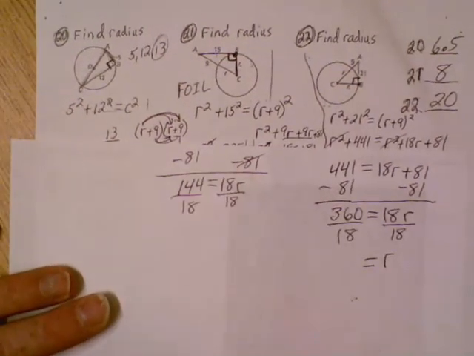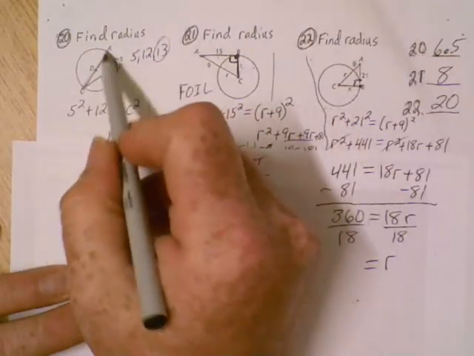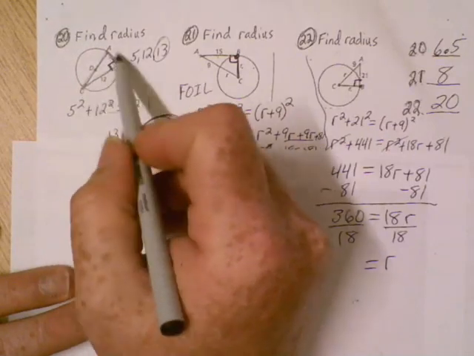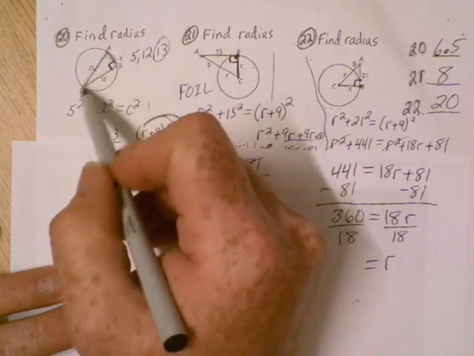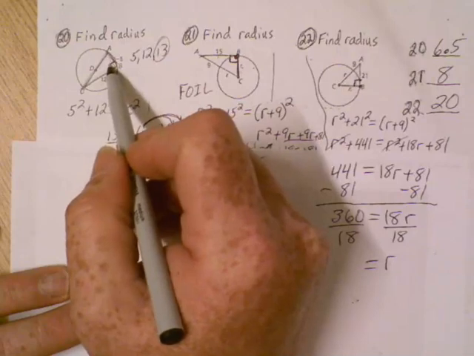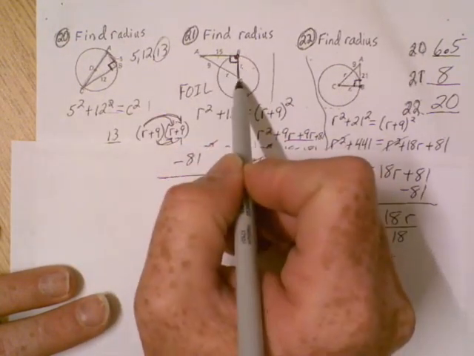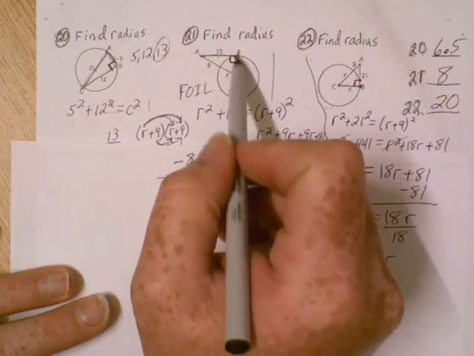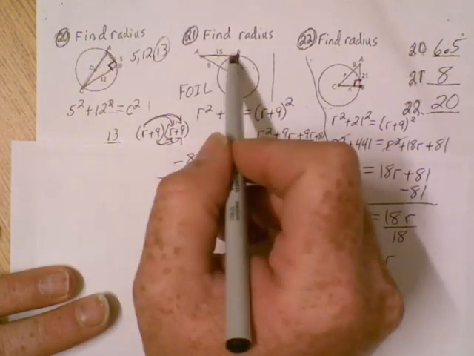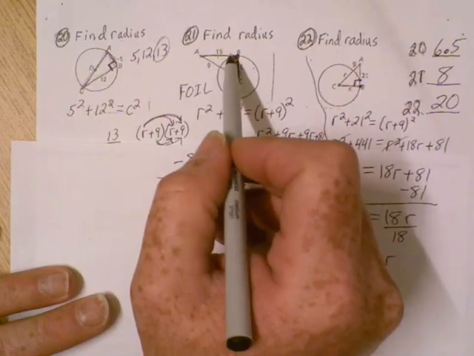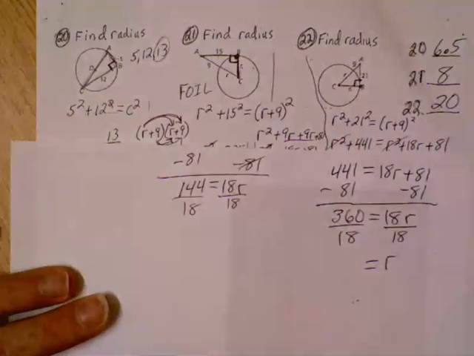Again, key rules here. If a triangle is inscribed in a circle and one of the sides is the diameter, then that triangle has to be a right triangle. Point of tangency: if a radius or a diameter is drawn to the point of tangency, where that tangent and that radius or diameter meet has to be a right angle.